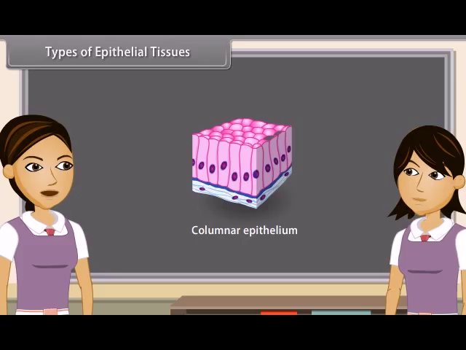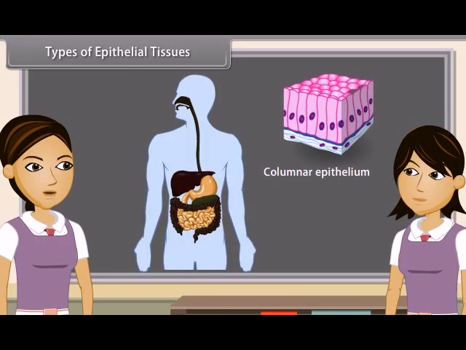Columnar epithelium consists of cells which are pillar-like in appearance because they are taller than broader. Their nuclei are at the base. It is found in the lining of stomach, small intestine, colon, gallbladder, and oviducts forming mucous membrane.